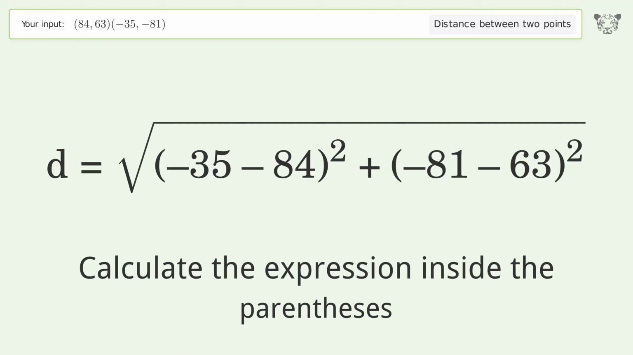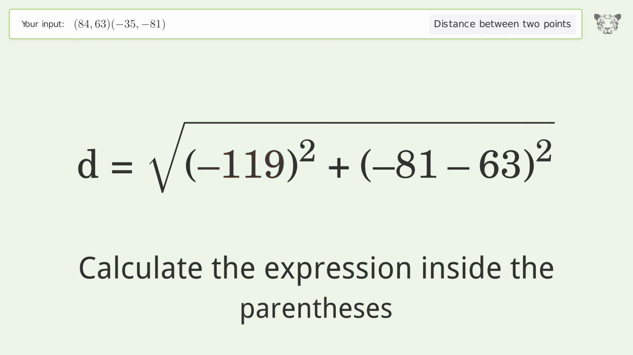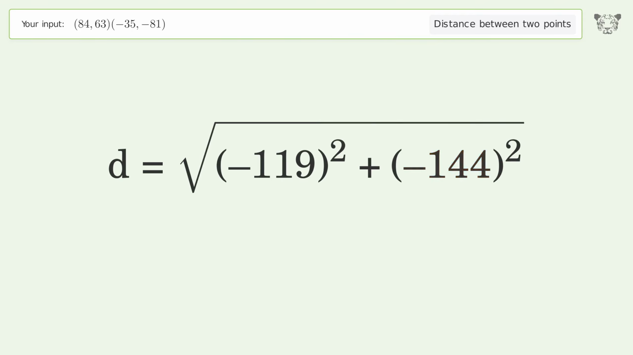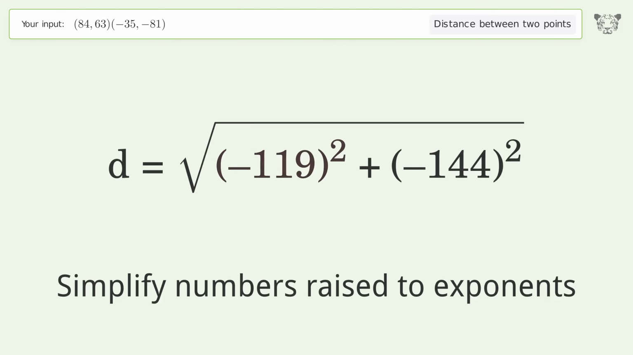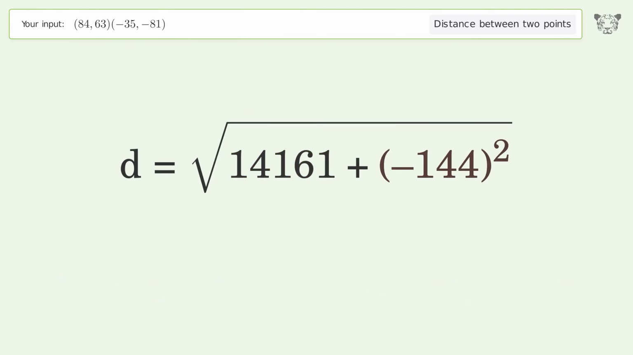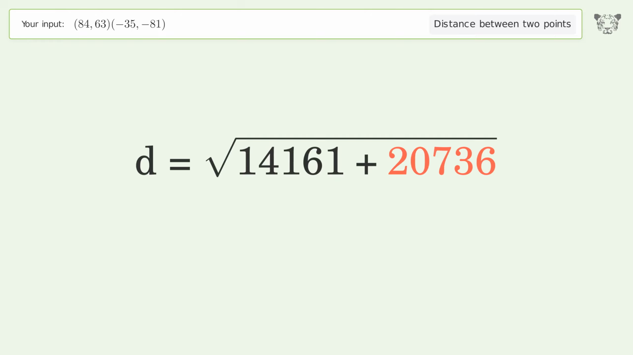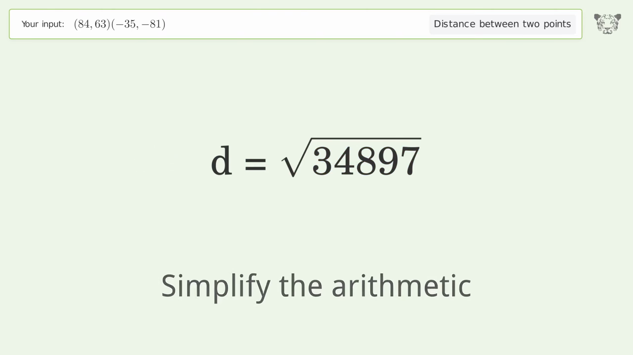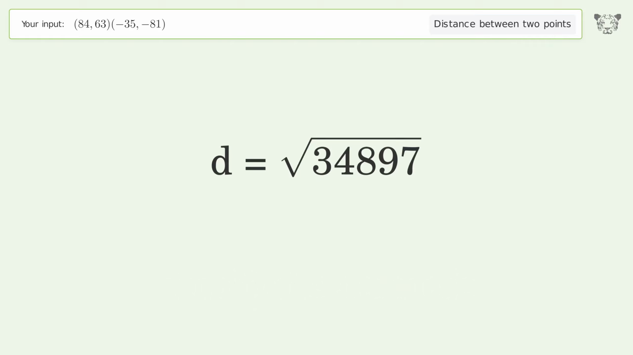Calculate the expression inside the parentheses. Simplify numbers raised to exponents. Simplify the arithmetic. And so the distance between the 2 points is the square root of 34,897, or 186.807.